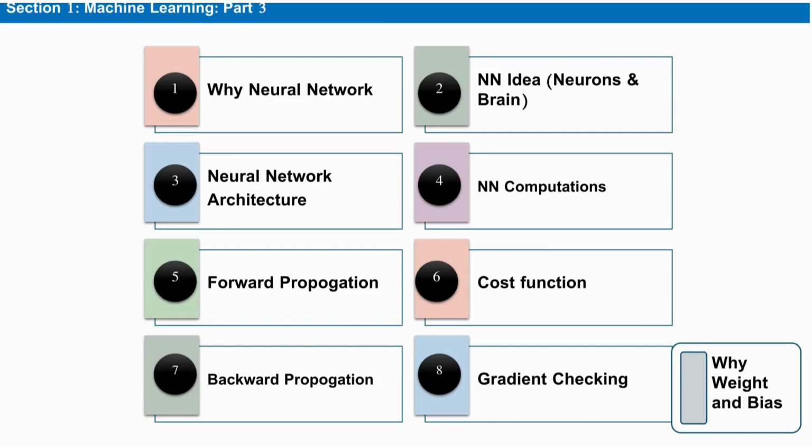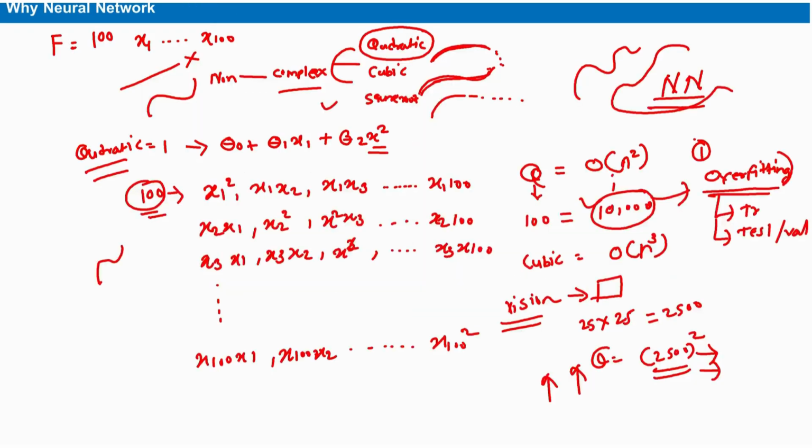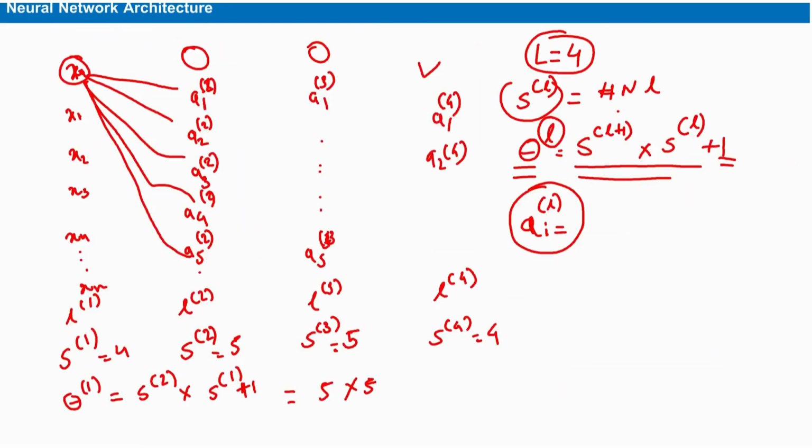In the last part, I already covered a few of the topics: the idea behind neural networks, neural network architecture, their computation, and forward propagation. In this video, I am going to cover the cost function in the neural network, backward propagation, gradient checking, and weights and bias. So let's start with our first topic, the cost function.